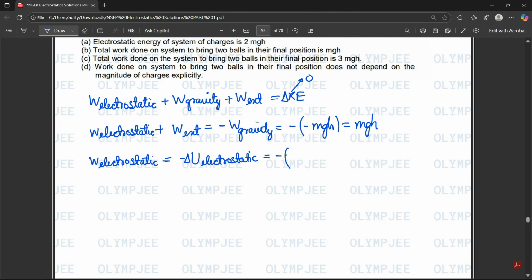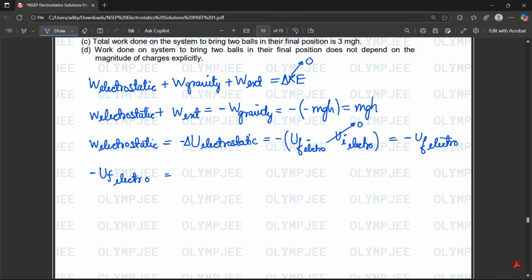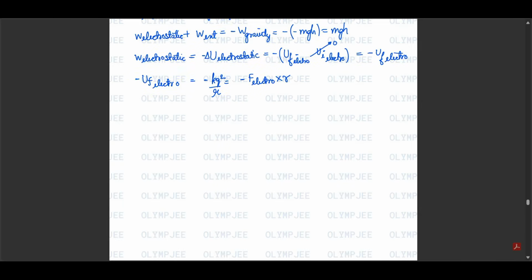So minus of U final electro minus U initial electro, where U initial is 0, and minus of U final electro can be given as, if the distance between these two balls is r, then this will be minus kq square by r, which is equal to minus of the electrostatic force multiplied by r, right? Let me draw the situation now.